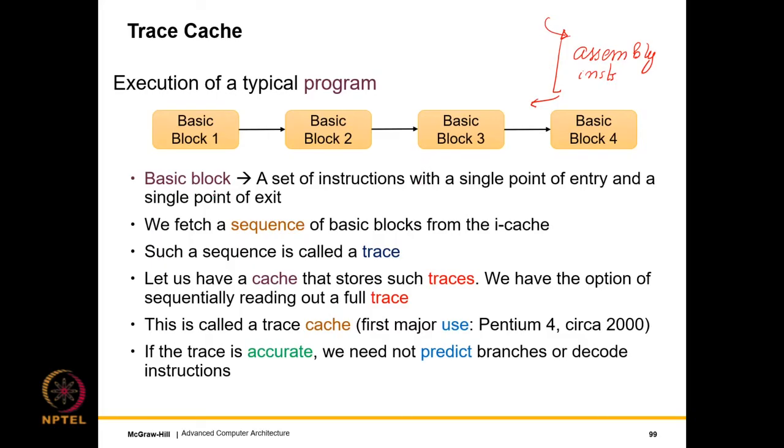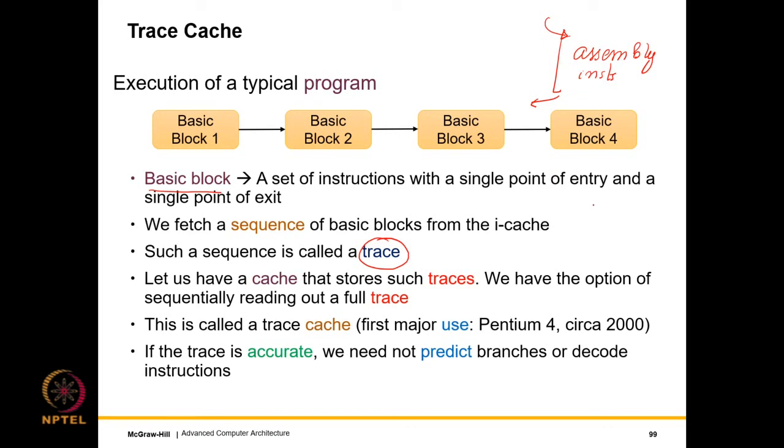As I said, a basic block is a set of assembly instructions, machine instructions, with a single entry point and a single exit point. So we fetch a sequence of basic blocks from the iCache. Such a sequence is called a trace. If we store such traces, what are we in essence storing? We are basically storing an unrolled execution, a segment of an unrolled execution.